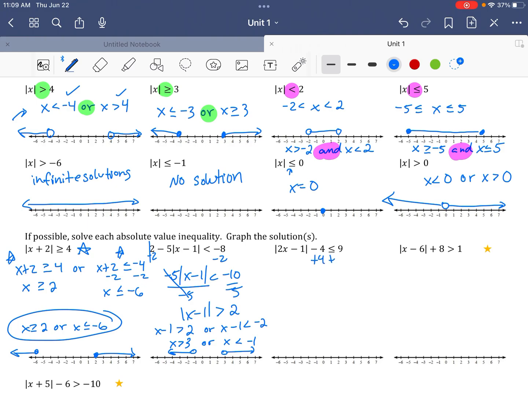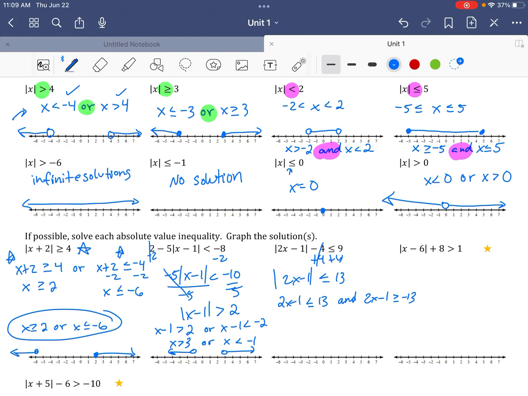All right, over here, let's clean this up. I add 4 to both sides. So I have the absolute value of 2x minus 1 is less than or equal to 13. Oops, absolute value bars. Okay, so same thing as before, but this is a less than situation, so it's going to need the word and. So 2x minus 1 is less than or equal to 13, and 2x minus 1 is greater than or equal to negative 13. So the same thing we did earlier, except the word in the middle is changing.